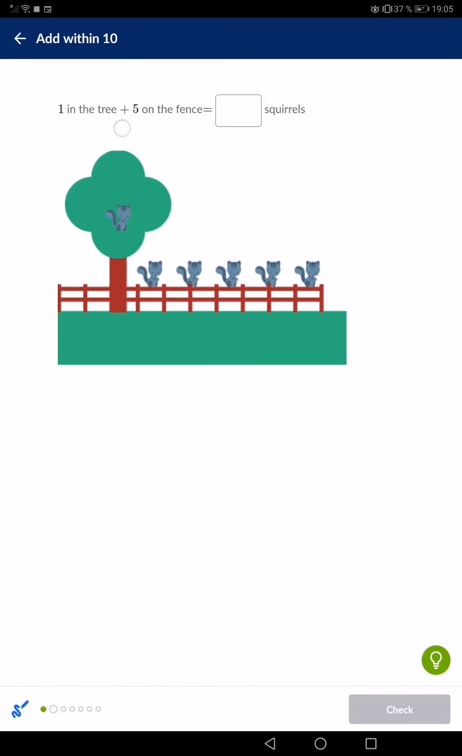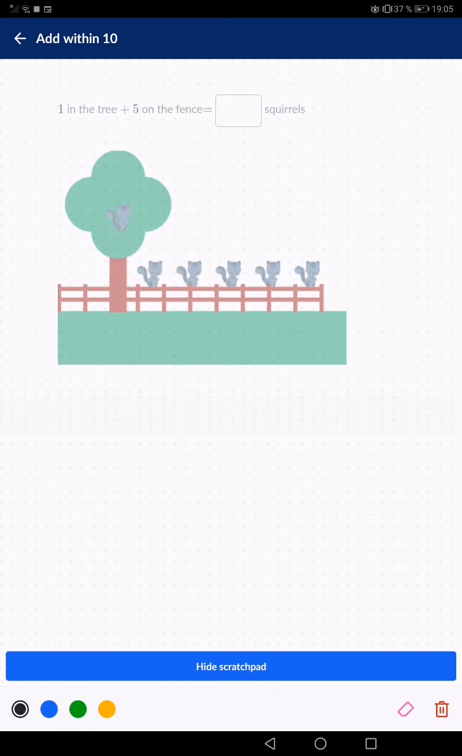1 in the tree, 5 on the fence. Now this is kind of confusing. 1 in the tree does not give you any context, right? It should say squirrels in tree and squirrels on fence. And this is not correct. This is not mathematical. It should be how many squirrels you see: 1 squirrel in the tree and 5 squirrels on the fence. And then the answer is wrong, right?